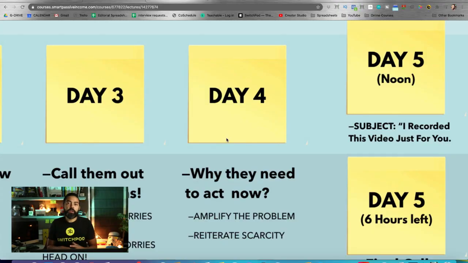Versus, yeah, I mean, I think this would work, but I'll wait a little bit longer. I'll check it out next week. And every time somebody goes, yeah, I'll make sure to buy next week on Monday, you haven't done your job. You want people to go, all right, I need to get into this right now, right? So that's what the day 4 email is: why they need to act now. And this is why it's day 4, because they haven't acted yet, right?